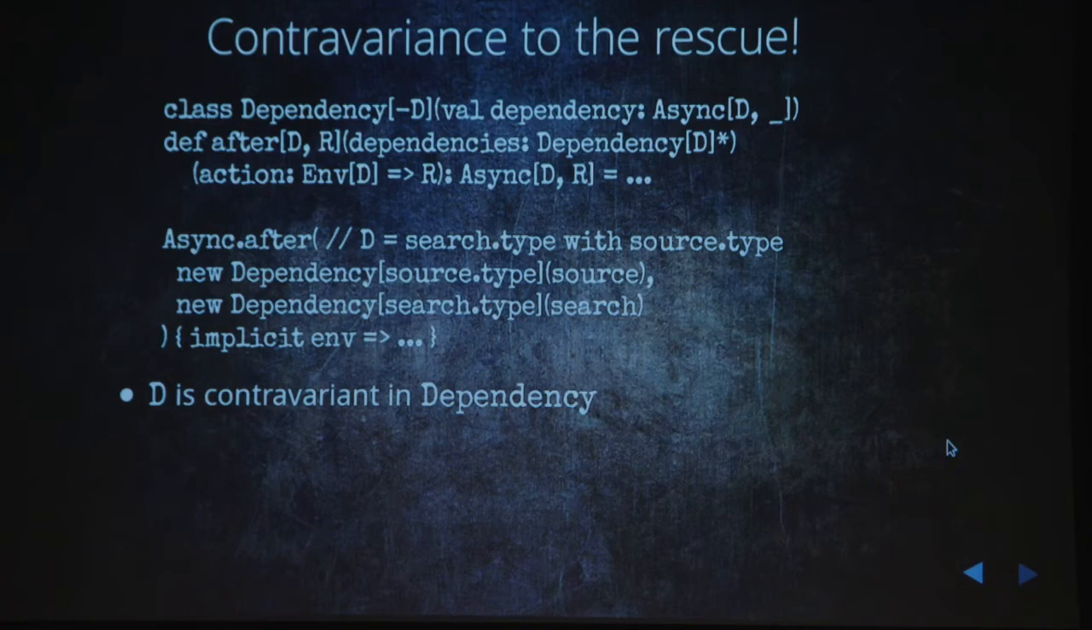Contravariance to the rescue. Words you don't hear very often. We're going to introduce a new class, Dependency, and we're going to make it contravariant. So this minus sign here is the contravariance of the Dependency. It simply wraps an async value. And when I call after, I'm going to wrap each value with this Dependency here. So I've introduced some more boilerplate to save me some boilerplate elsewhere.